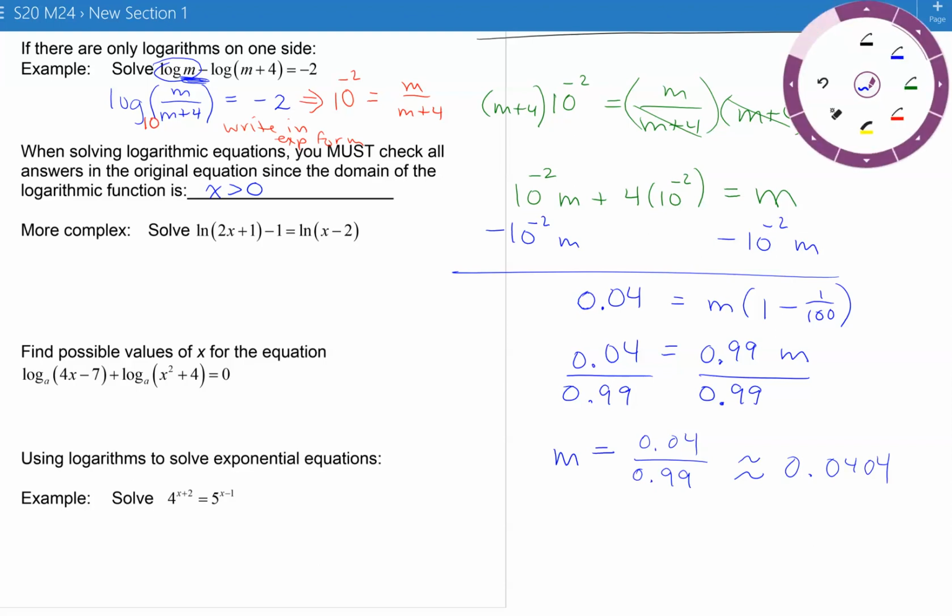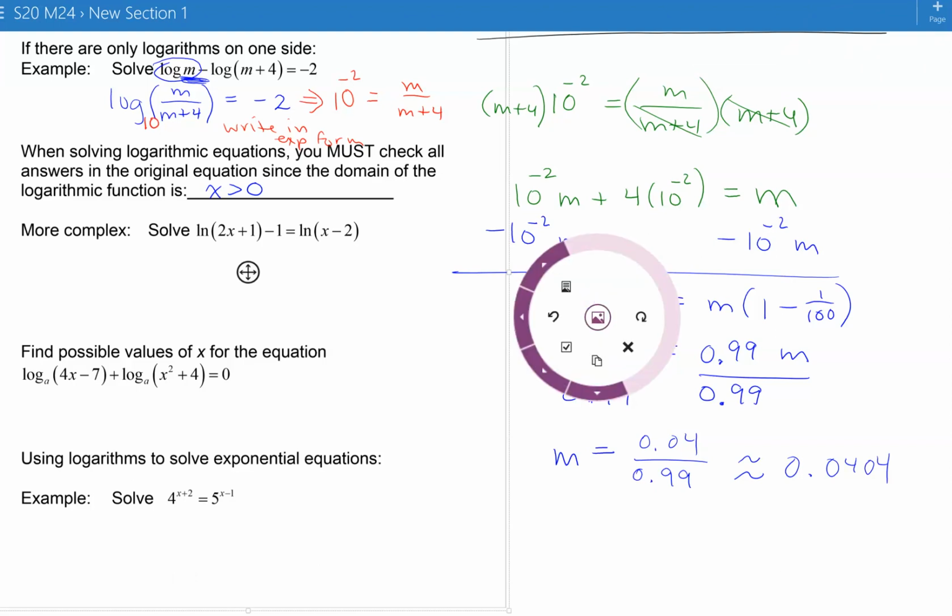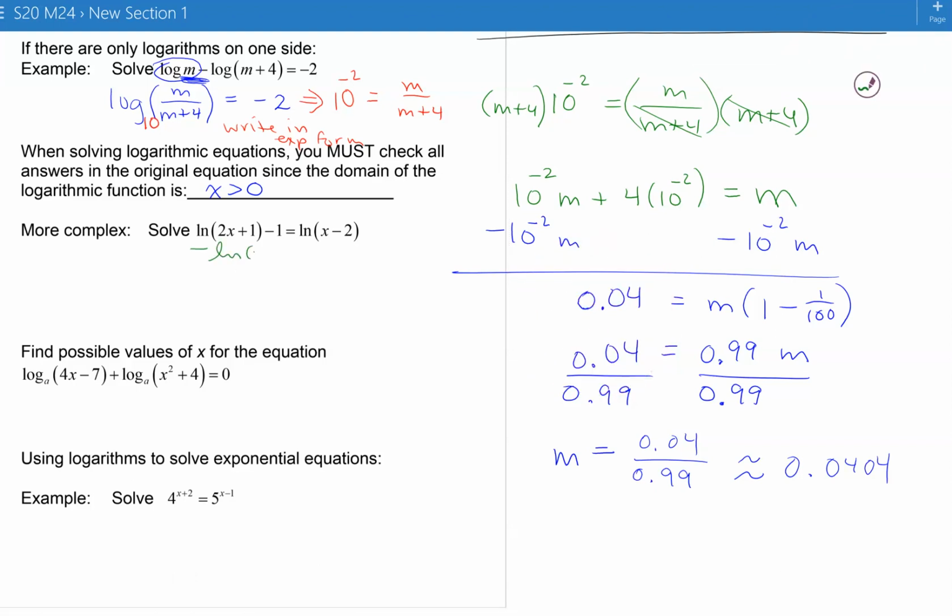So let's look at this next example. And I'm first going to get every logarithm on one side.